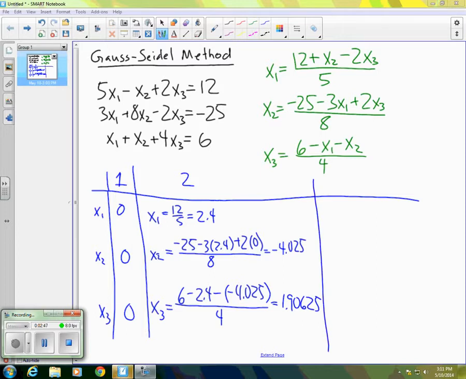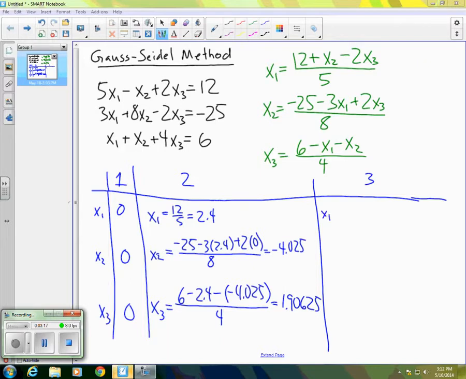Remembering that the actual values of these are 1, negative 3, and 2, we can see that x3 is pretty close right now. Of course, that makes sense because it had the advantage over the other two of using the updated values of x1 and x2. When we go on to our third iteration, I'm not going to have room to squeeze everything in here, but let me see what I can fit.